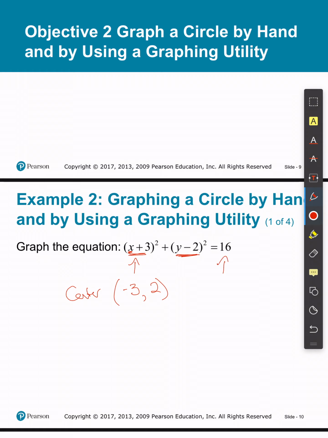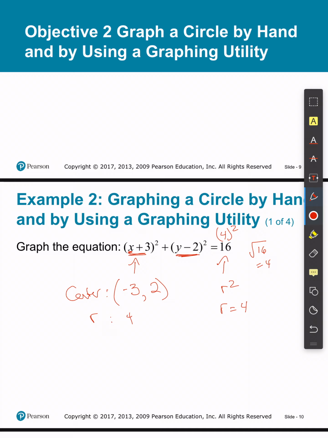And then notice that this is r squared. So r is equal to 4, because if we take the square root of 16, that gives me 4. 16 again can be written as 4 squared, r squared. So the radius is 4.